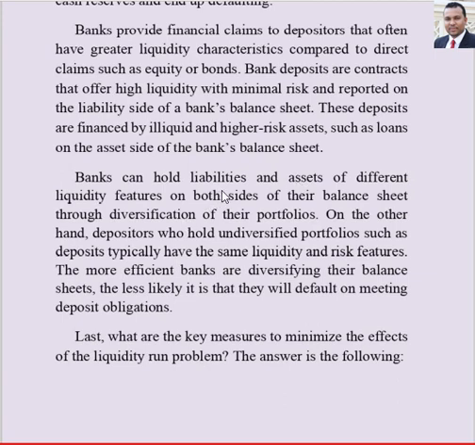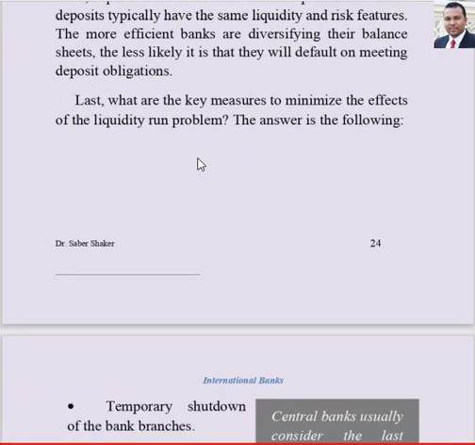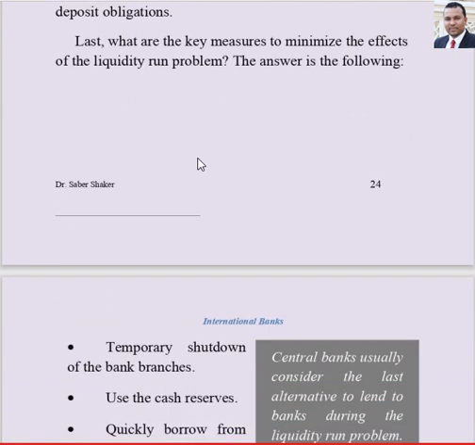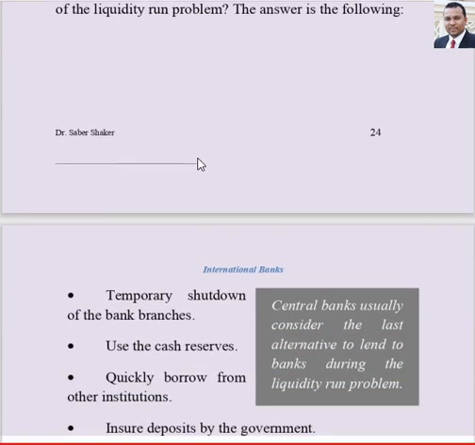Banks hold liabilities and assets of different liquidity features. So in this case, we talk about the classification of assets and liabilities into quick liquidity, medium liquidity, and long liquidity. So cash is very important for the bank to face the run problem or liquidity problem. How can you minimize the effects of the liquidity problem?